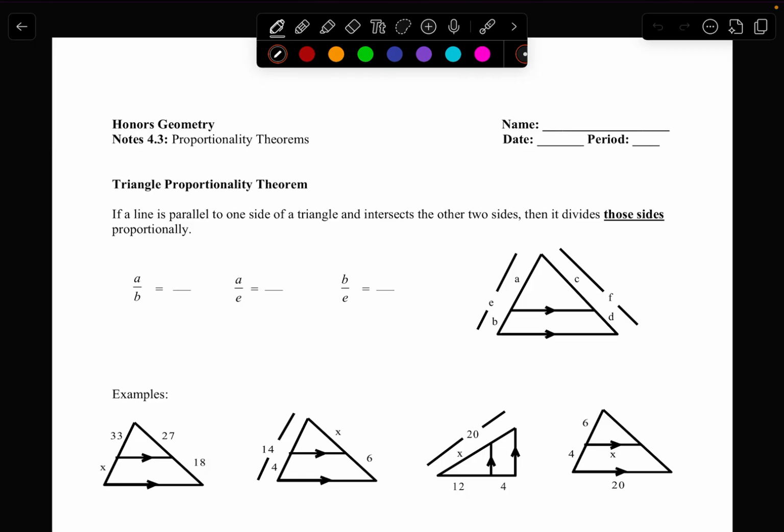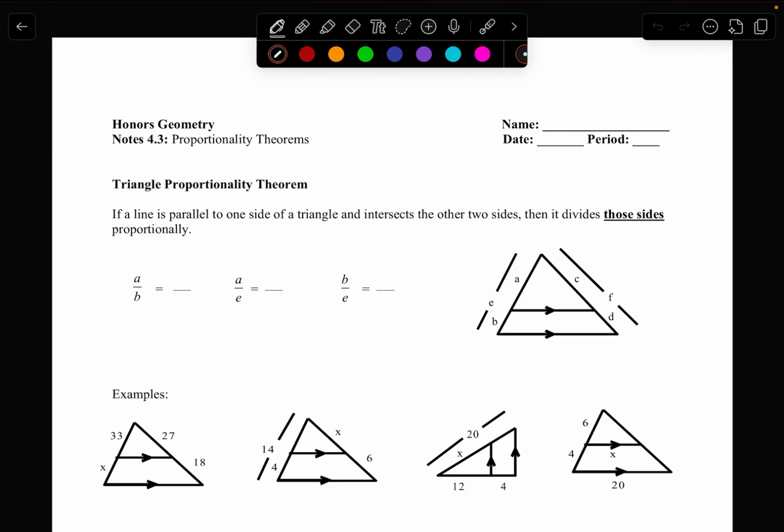And then in our last video, we talked about different ways to prove that triangles are similar. And again, we are using proportions whenever we work with specifically side, side, side, and side angle side. And then today we're going to be talking about different types of theorems that deal with proportionality, okay?